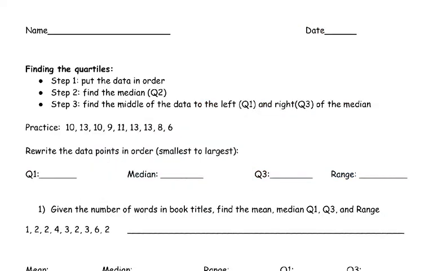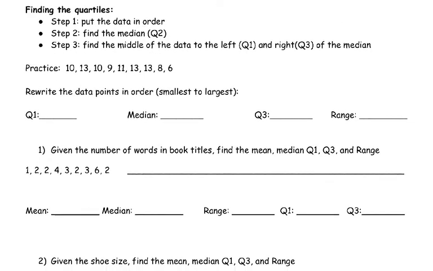Okay, go to the second page. Now, if we look at this, we've got some data. They gave us some information on how to find the quartiles. So, first, put the data in order. Then find the median. Then find the quartiles.